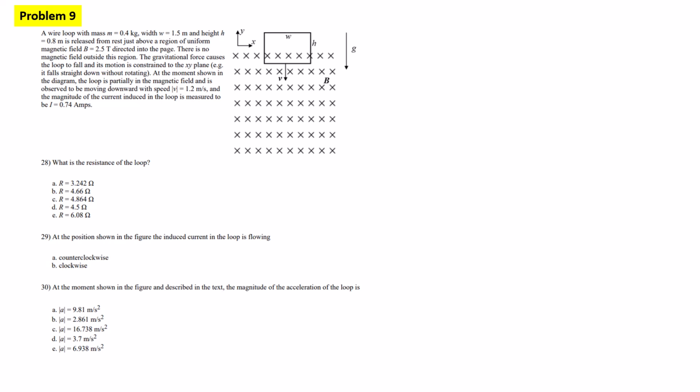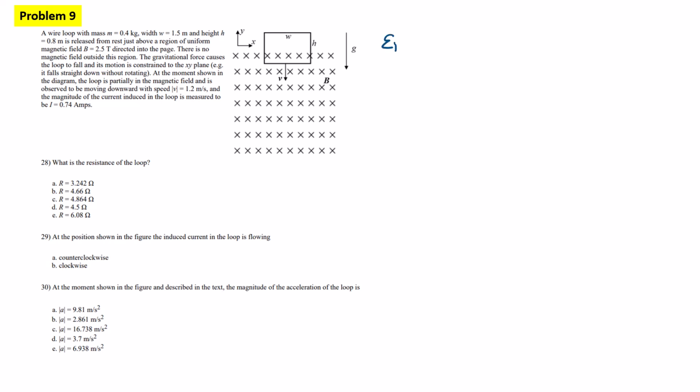All right, at the moment shown in the diagram, the loop is partially in the magnetic field and is observed to be moving at a speed of 1.2 meters per second. The magnitude of the current induced in that loop is 0.74 amps. Our first question is, what is the resistance of that loop?